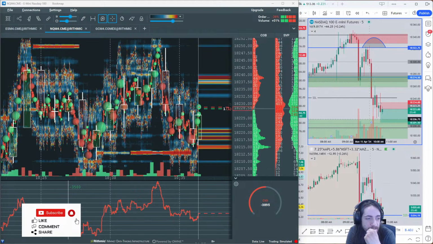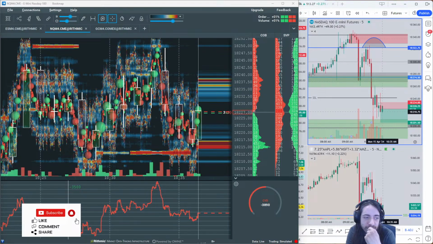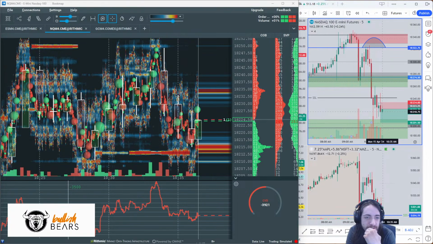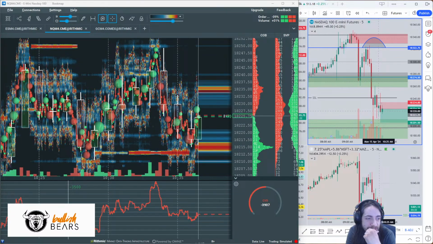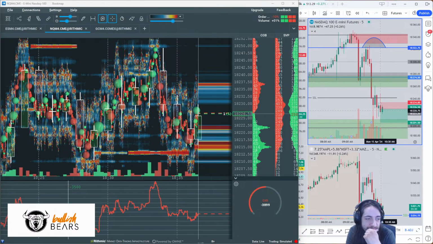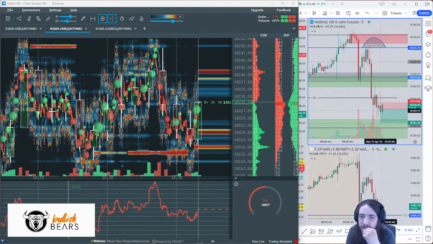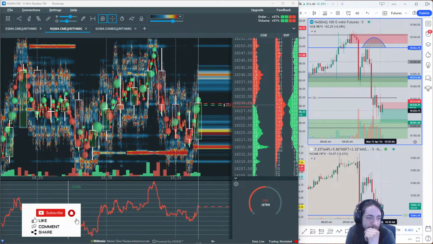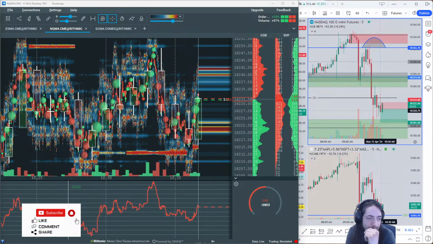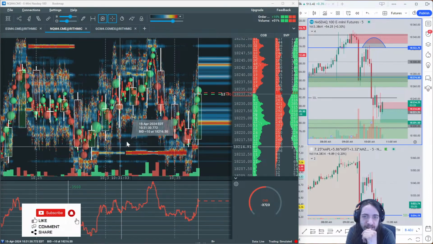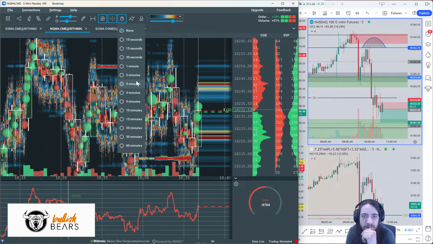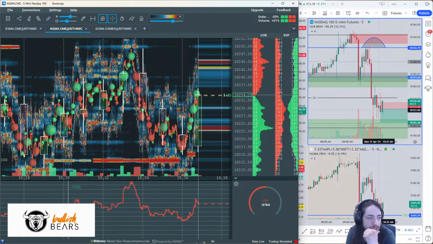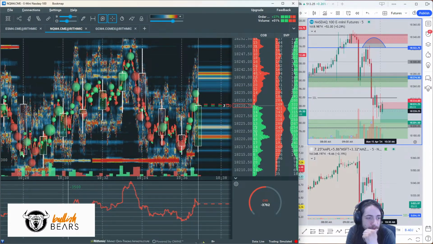I'd like us to continue lower. Nope. Knew we were going to get that pop. Come on, bears. Get back in there. We're not done yet. No, those buyers said, yes, you are. That's some aggressive buying pressure right there. Look at that, guys. Holy cow.